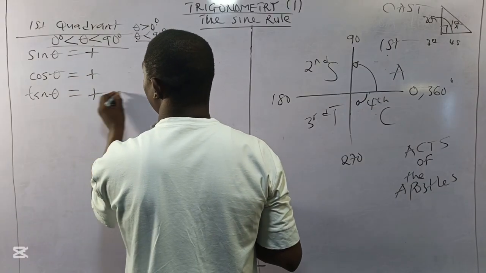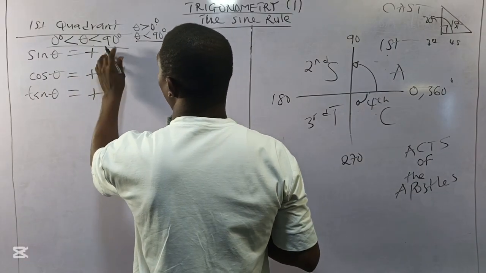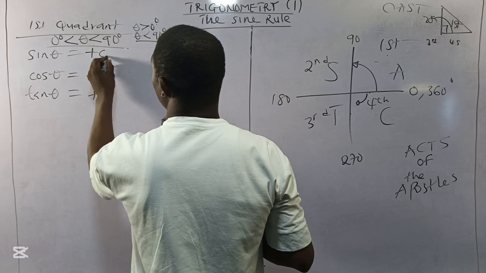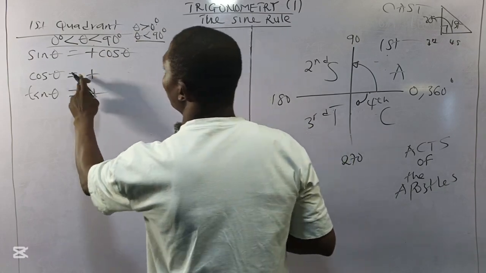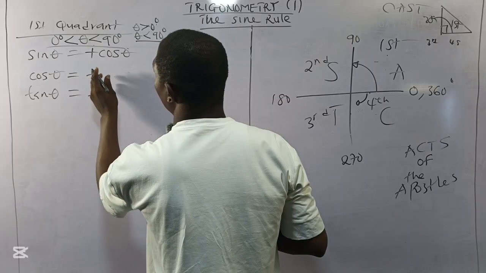So for the first quadrant, they are all positive. I'll put my positive here. So I'll therefore have sine theta equals cos theta. For the second quadrant, I'll have cos theta equals plus what?